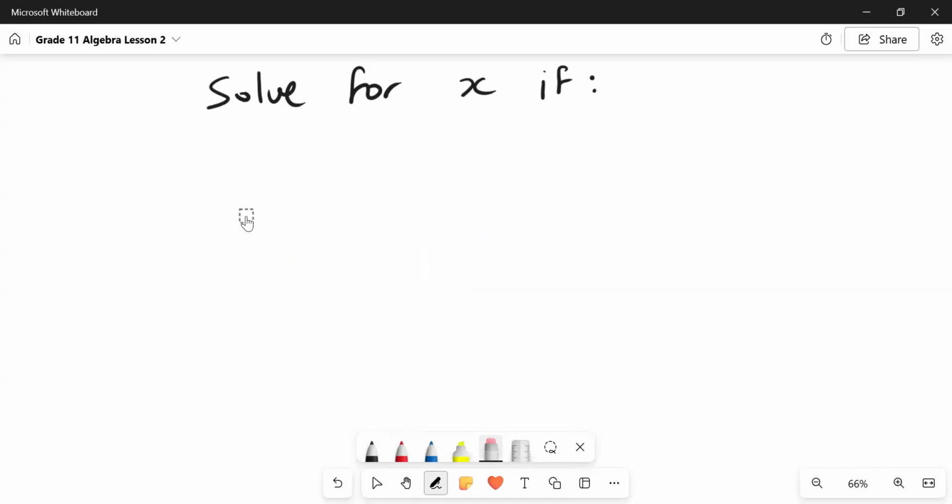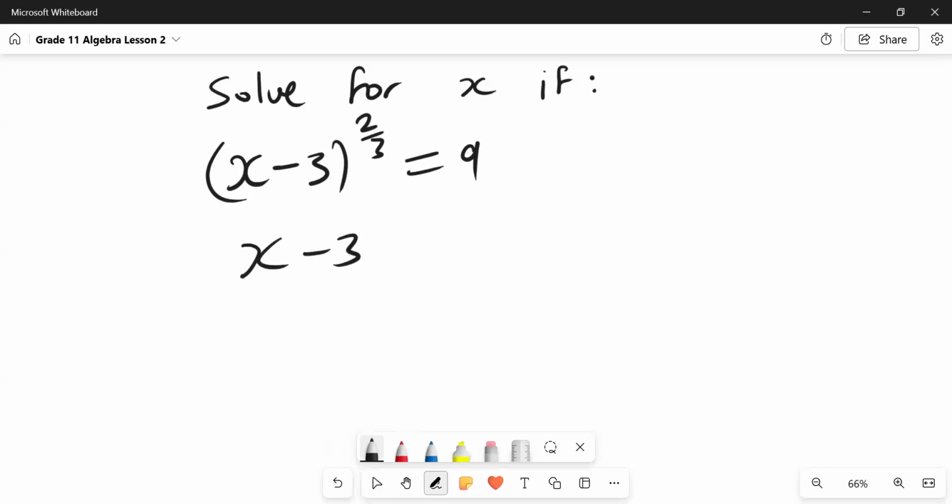Now let's move to the next example. Now they're giving us x minus 3, to the power 2 over 3, equals 9. Now what is the first step? Right, definitely we have to break 9.